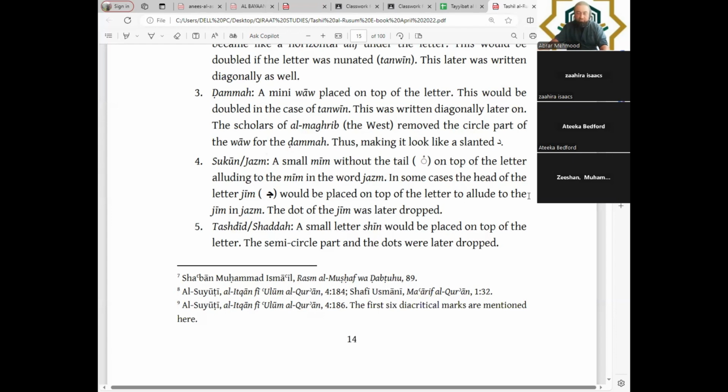Number 5, tashdid or shadda. A small letter sheen would be placed on top of the letter, the semicircle part, and the dots were later dropped.